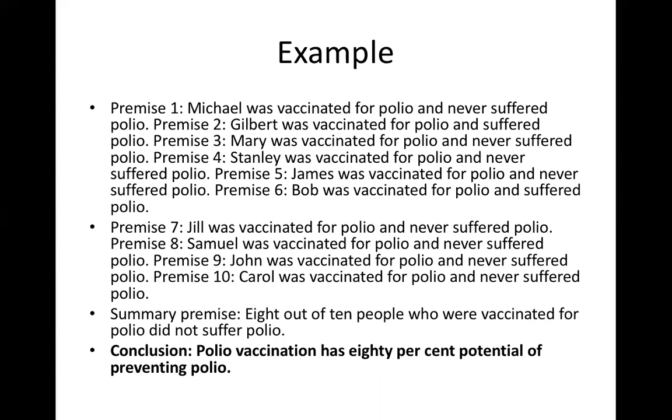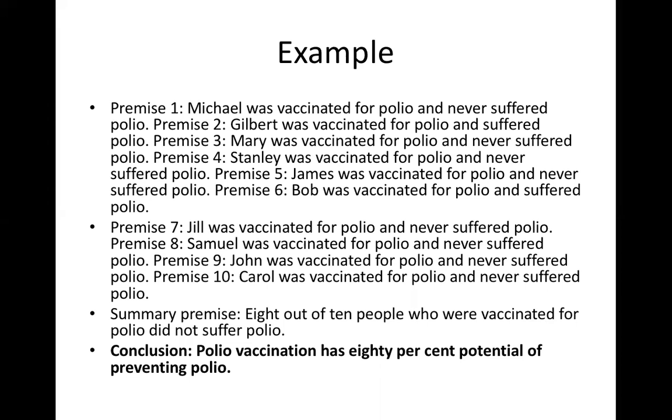G was vaccinated and never suffered. Samuel was vaccinated and never suffered. John was vaccinated and never suffered. Carol was vaccinated and never suffered. So the summary premise: 8 out of 10 people who were vaccinated for polio did not suffer polio. So 8 people who were vaccinated didn't suffer, and 2 people who were vaccinated still suffered it. So the conclusion is, polio vaccination has 80% potential of preventing polio.